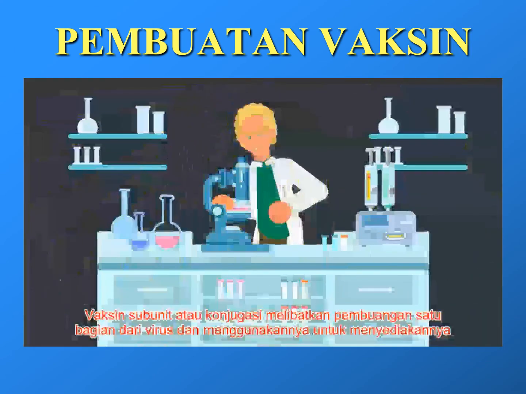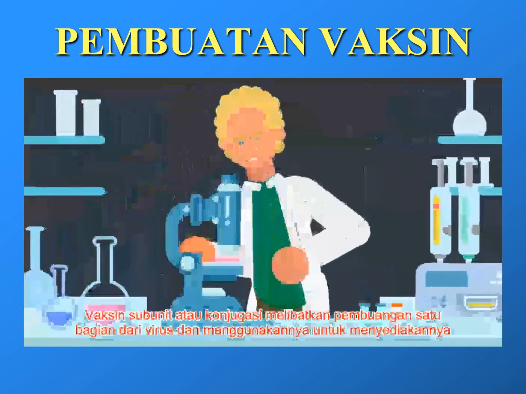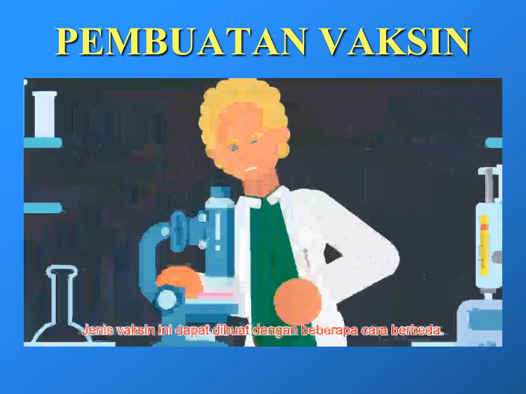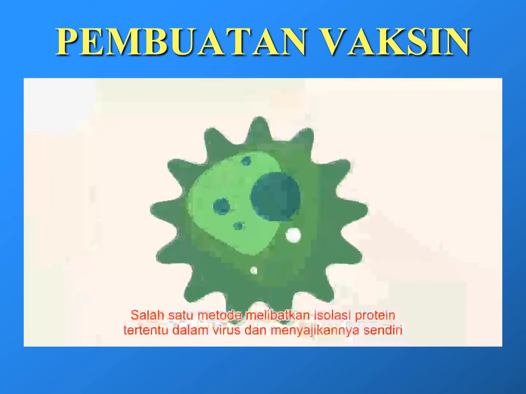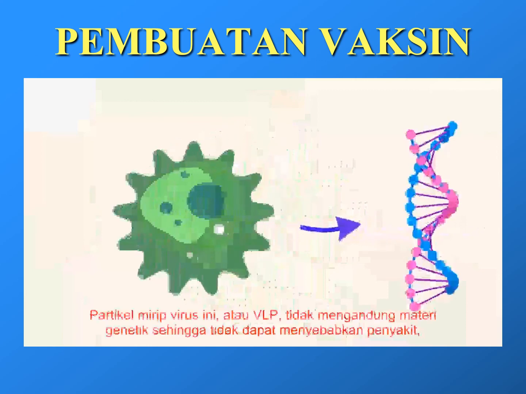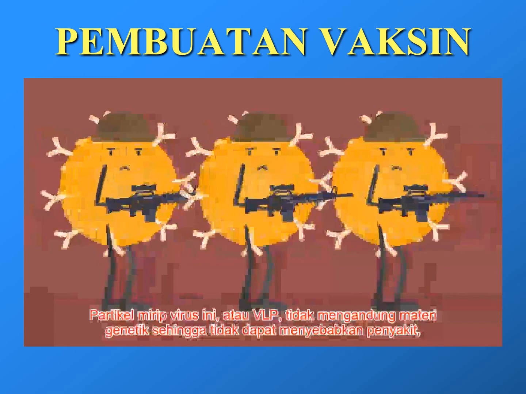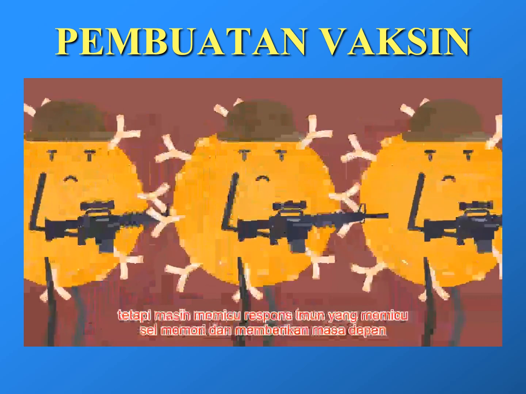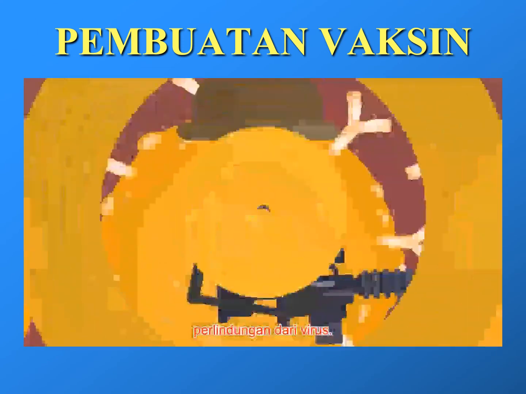A subunit or conjugate vaccine involves removing one part of the virus and using it to provide immunity. These types of vaccines can be created in a few different ways. One method involves isolating a specific protein in the virus and presenting it on its own as an antigen. These virus-like particles, or VLPs, contain no genetic material and so can't cause illness, but still prompt an immune response which triggers memory cells and provides future protection from the virus.